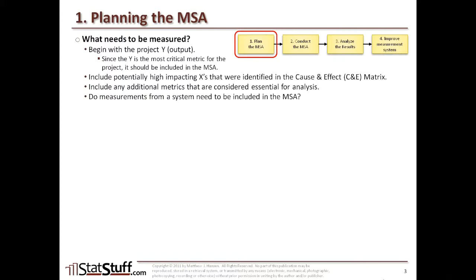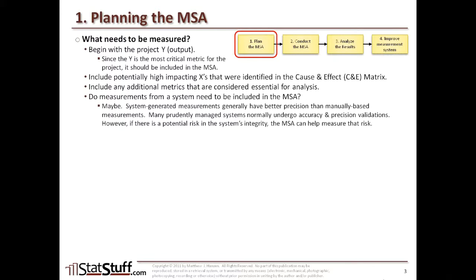And do measurements from a system need to be included in the MSA? Well, maybe. System-generated measurements will usually have better precision than some of the manually based type of measurements. Many prudently managed systems normally undergo some accuracy and precision validations anyway. However, if there is a potential risk in the integrity of that system, wherever that metric is coming from, then the MSA can help measure that risk.